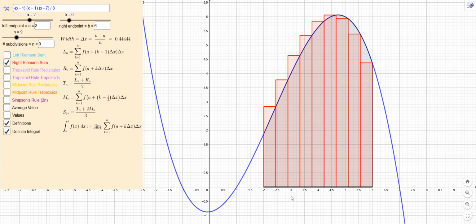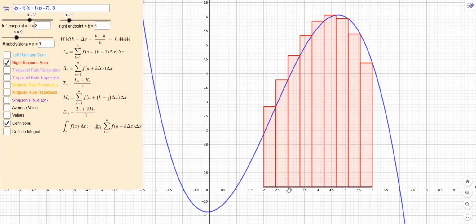And then to get to the right side of each subinterval, we take a plus k delta x's. So a plus 1 delta x will get you the right end of the first rectangle, and then you do f of that to get the height. Multiply by the width of delta x, and this gives you the area of one rectangle. Add that up for all rectangles. You get the total of all those red areas. Okay.